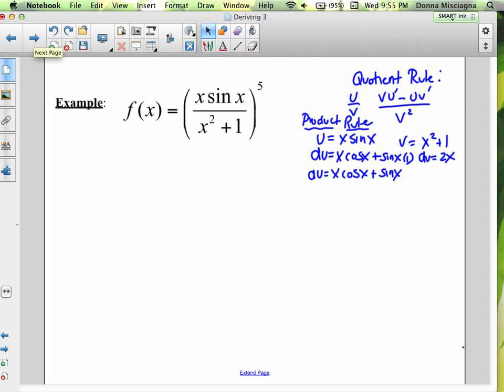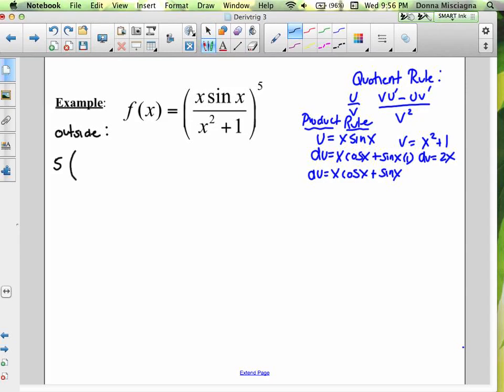Let's do the outside part real quick, and then we'll come back to the inside, because the outside just couldn't be any easier. It's 5 blop. Here's our outside derivative. I'm going to write it small because I know I need a lot of space for that inside. It's just 5 blop to the 4th power, and the blop is x sine x divided by x squared plus 1. That was the simple part. Now the inside part.